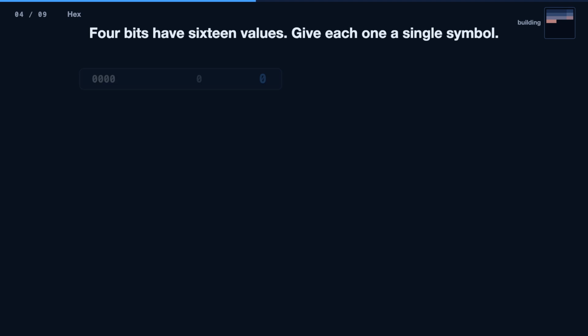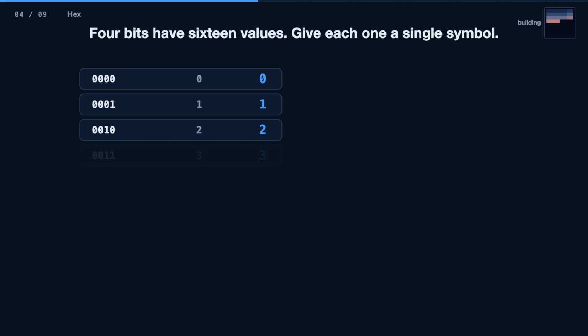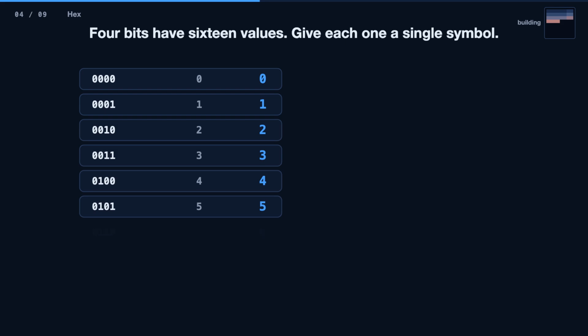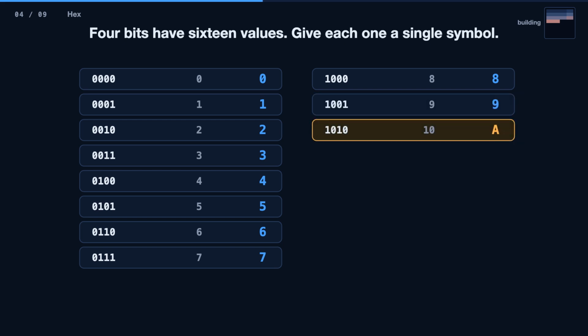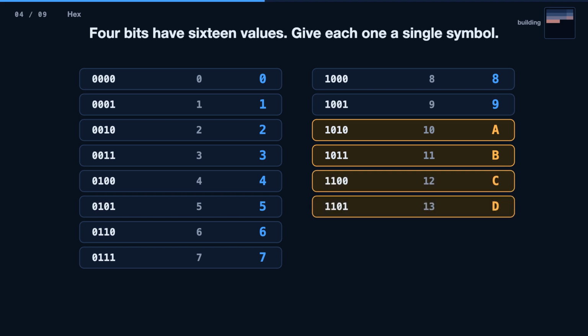So we fold it, take 4 bits at a time. 4 bits have 16 possible values. Give each of those 16 values a single symbol. 0 through 9 work fine, and then we run out of digits.